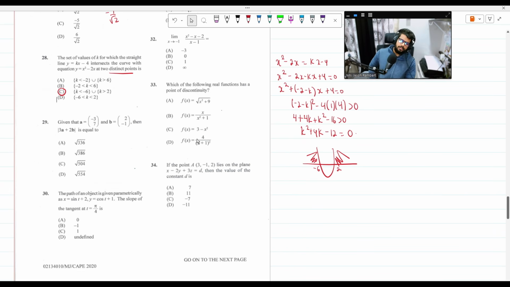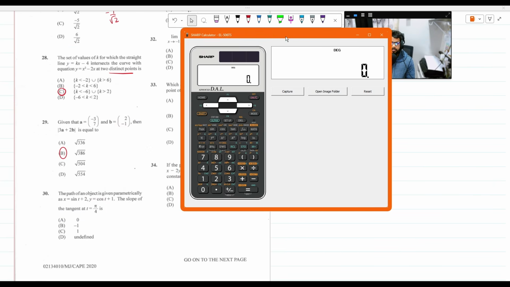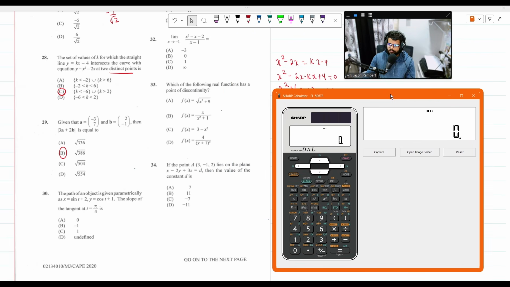This one is 386. Trying to jog my memory a little bit here, right? I believe this is 386, but we're still going to confirm. Still going to confirm. So, nice.